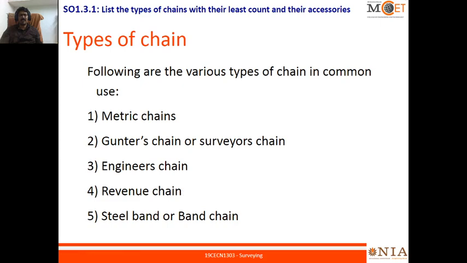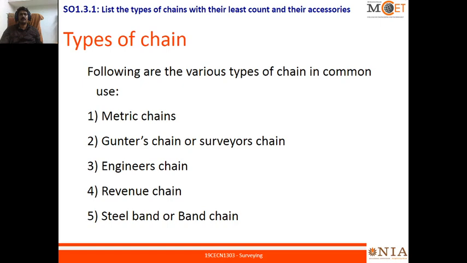All the Panchayat regions still use the revenue chain for measuring agriculture land or whatever land. But the metric chain will give you everything in meter, centimeter or millimeter, while the remaining ones give the measurement in feet. So you should know how many feet is 1 meter, or what is the small unit of 1 feet, what is inch, everything you should remember, since it is required directly in the field.